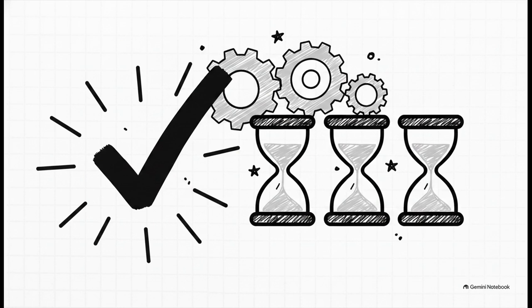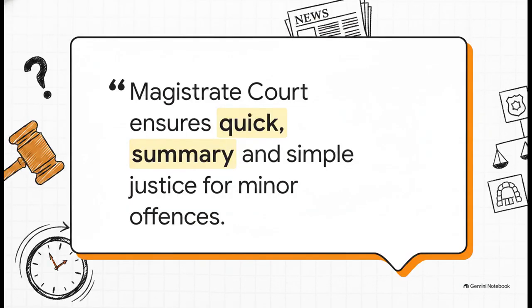If you got that, you're totally tracking with how this system is built. While there are those rare special permissions for 7-year offenses, the 3-year mark is the general rule that keeps the magistrate courts moving quickly, pushing the life sentence or 14-year crimes up to the sessions court where they belong. We're going to leave you with this golden rule. The magistrate court ensures quick, summary, and simple justice for minor offenses. That's the whole point. This entire complex procedure we just mapped out exists for one reason: to ensure that these cases are handled swiftly, effectively, and fairly.